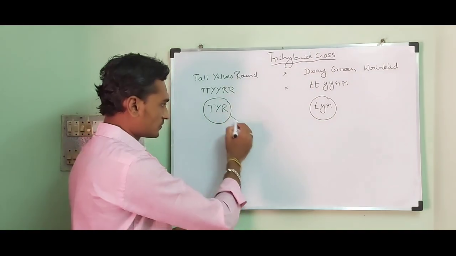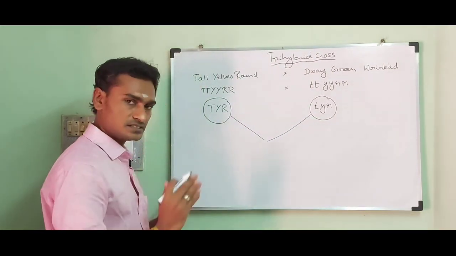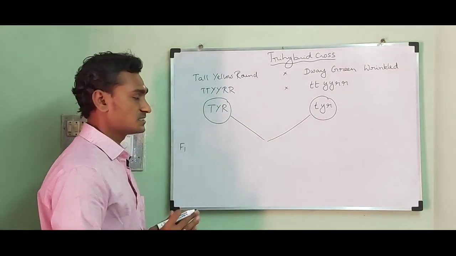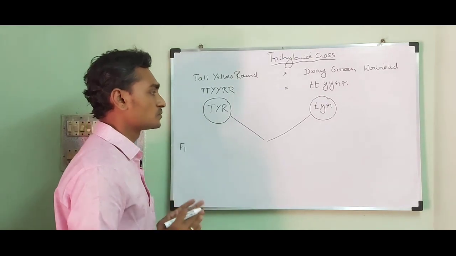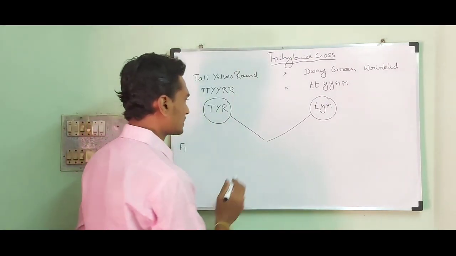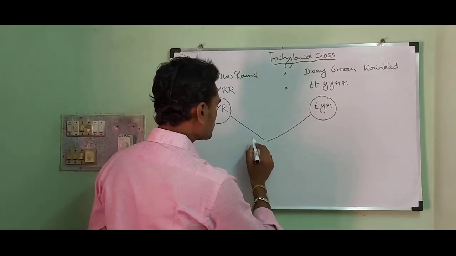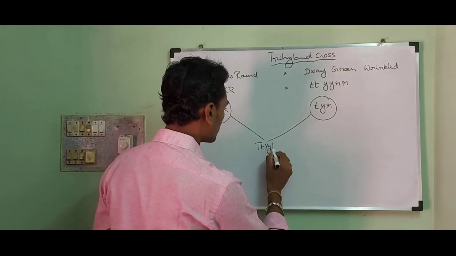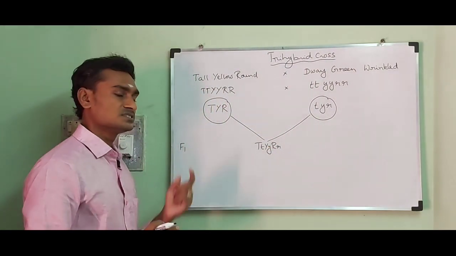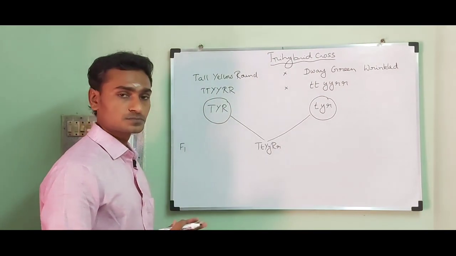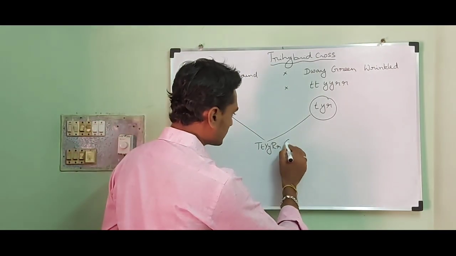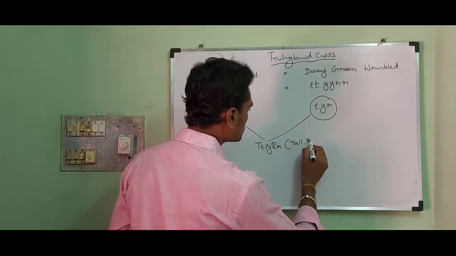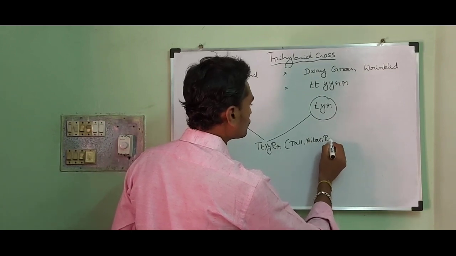Then fusion of gametes takes place, resulting in the development of F1 generation. In F1 generation, we could observe all the young ones possess heterozygous dominant character. That means the genotype of the young one is capital T, small t, capital Y, small y, capital R, small r. So in F1 generation, all the young ones possess heterozygous dominant character, and it shows the phenotypic character tall, yellow, round.